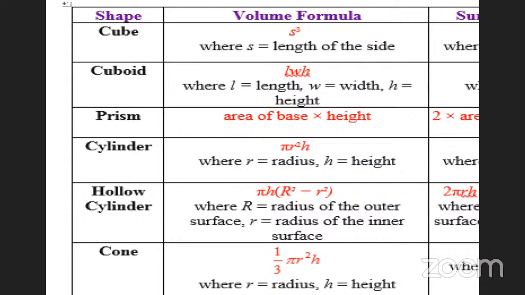Right? Look at the prism. The prism has it there. Area of the base by the height. That's the general formula, right?